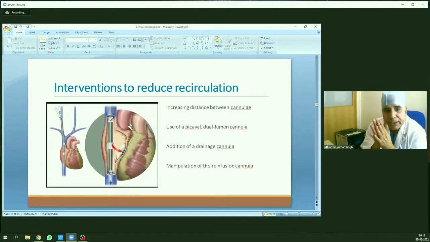And what are the interventions required? First, if we find that the distance is less than 15 centimeters, we have to reposition the cannula. Sometimes you have to use a bicaval or dual lumen cannula, which is shown in this figure. This is a dual lumen cannula which is placed in the internal jugular vein and has drainage from the IVC and SVC, and supply is going directly to the RA, so it can minimize the recirculation. You can also put an additional drainage cannula, which can also minimize the recirculation, and you can also manipulate the reinfusion cannula.